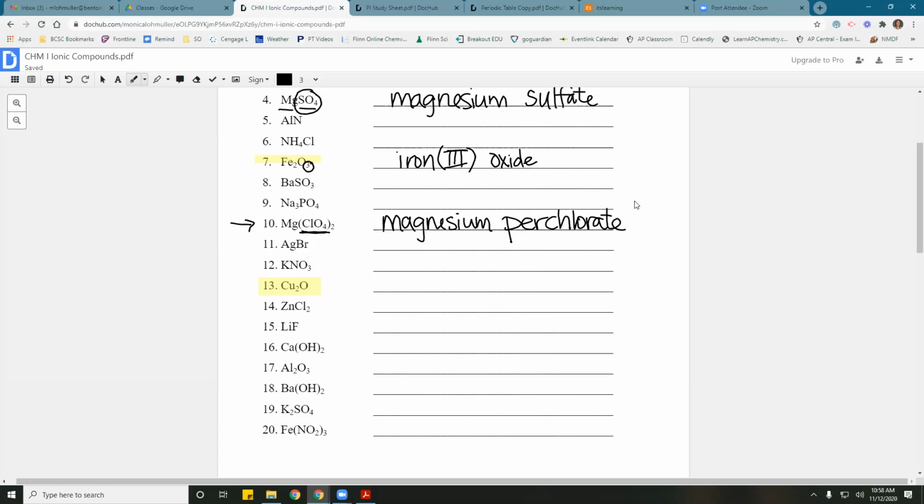Yes, Bren, on the front side, only 7 and 13 will have Roman numerals in their name. Everything else, we'll just use the names from the periodic table or from the polyatomic ion sheet. Good question.